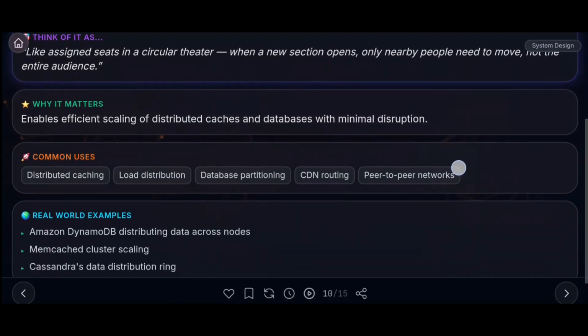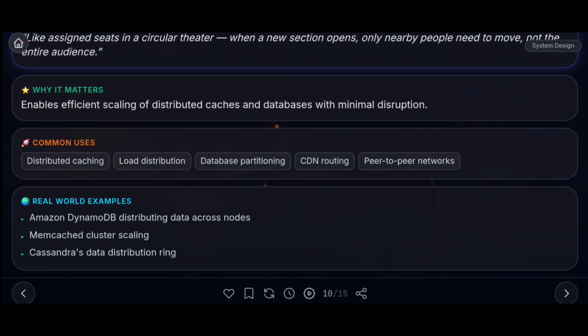Some common uses are distributed caching, load distribution, database partitioning, CDN routing, and peer-to-peer networks. Some real-world examples are Amazon DynamoDB distributing data across nodes, Memcached cluster scaling, and Cassandra's data distribution ring.